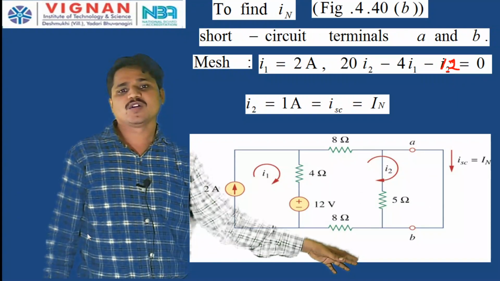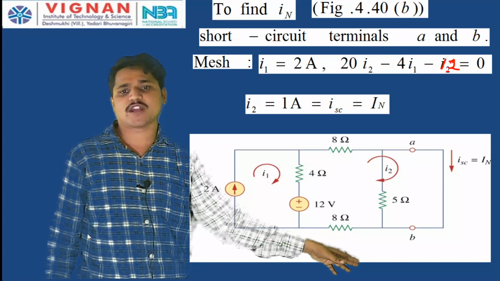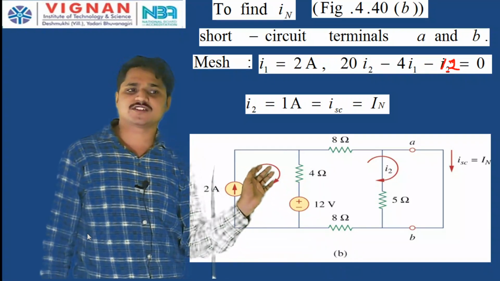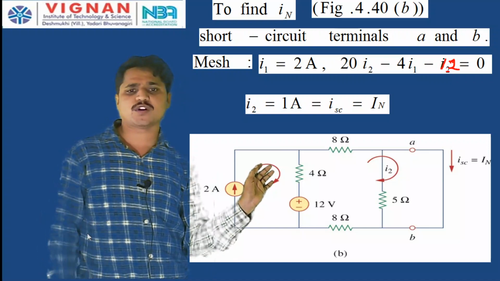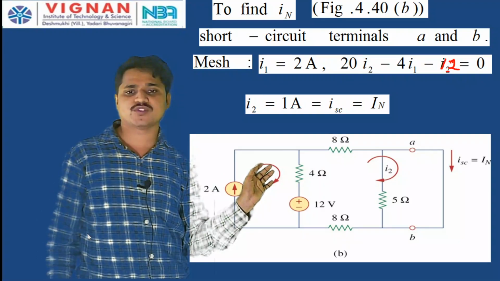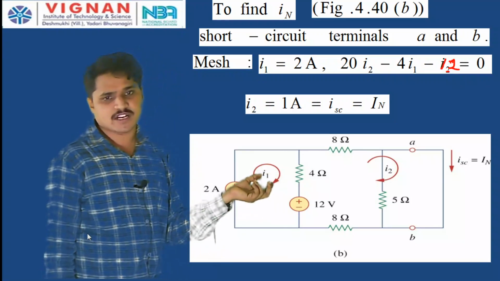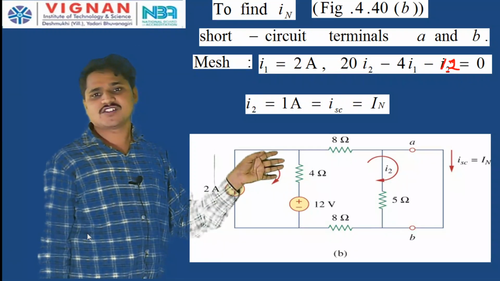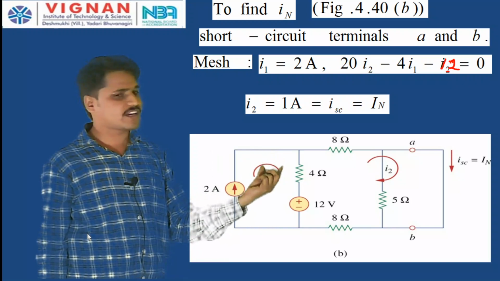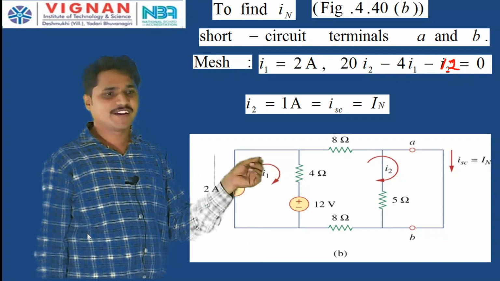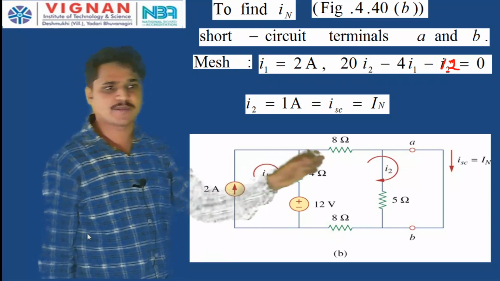Now, to find the short circuit current I SC equal to I N, I am using the mesh analysis principle. Whatever technique you want to use, you can use it. If you want to use node analysis, you can, or mesh analysis, whichever is convenient for you. Here I am using mesh analysis. See how many meshes this network consists of? It seems 3 meshes, mesh 1, mesh 2 and mesh 3.